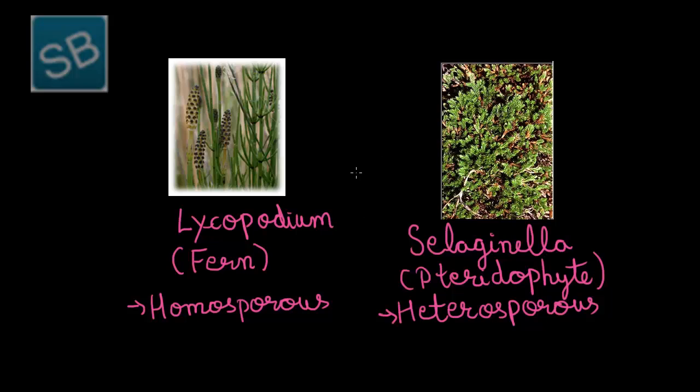These images show examples of homosporous and heterosporous plants. As it can be seen, this is a Lycopodium plant, which is a fern and homosporous in nature. This is a pteridophyte named Selaginella, which is a heterosporous plant.